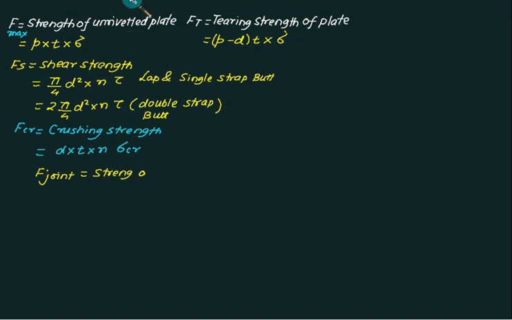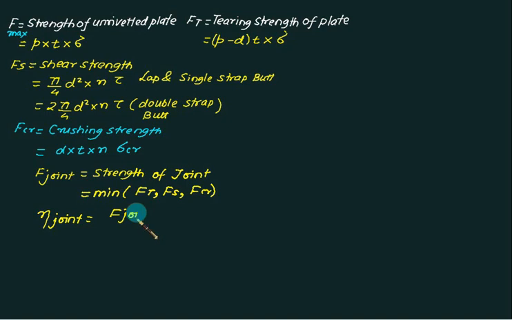The strength of joint is the minimum value of the tearing strength, or the shearing strength, or the crushing strength. That is the actual strength. Maximum strength is this. So can we define the efficiency of the joint? Efficiency of the joint is the strength of joint divided by maximum strength.